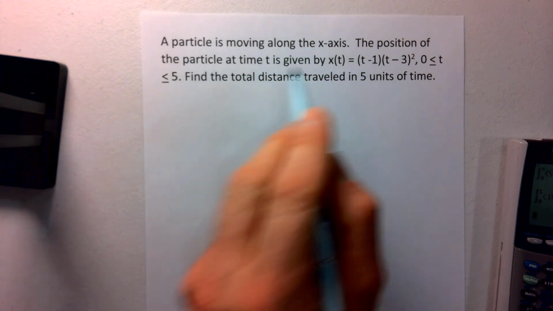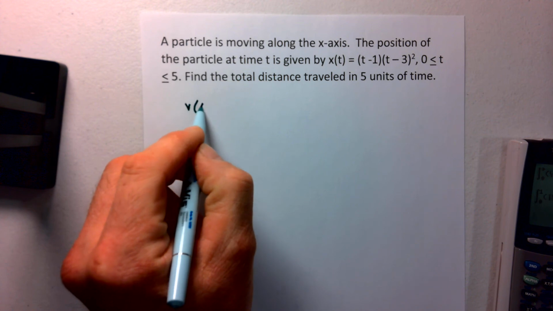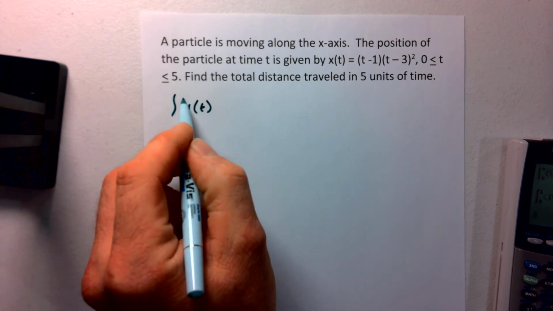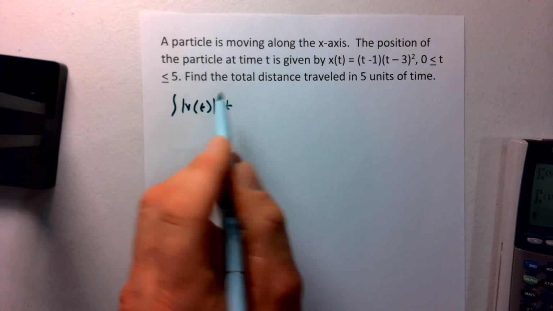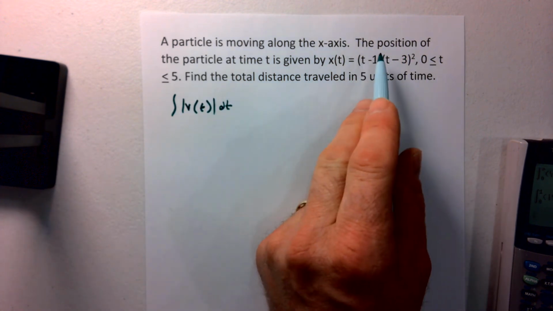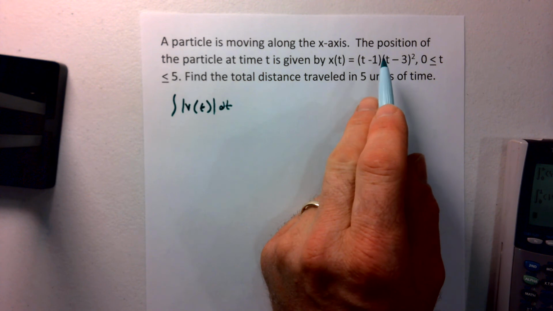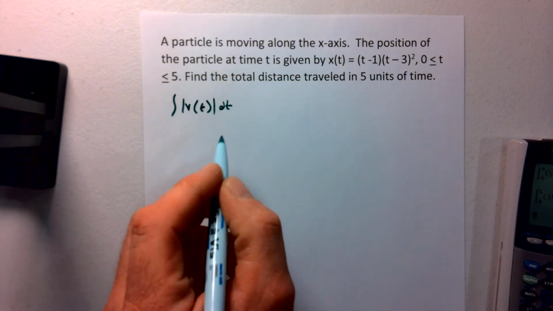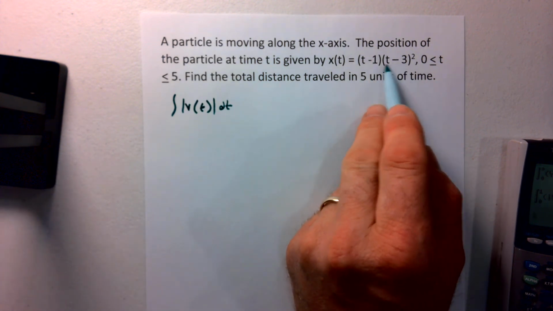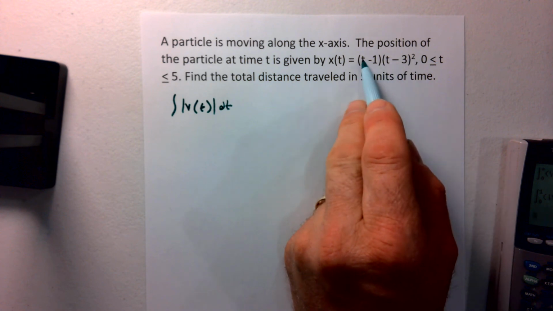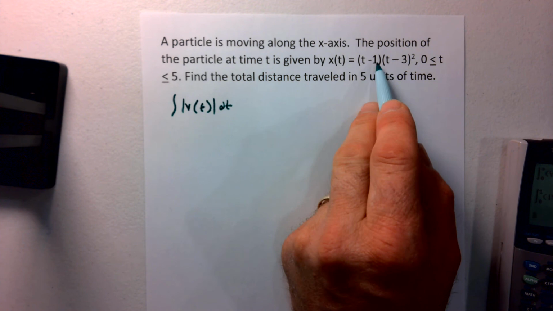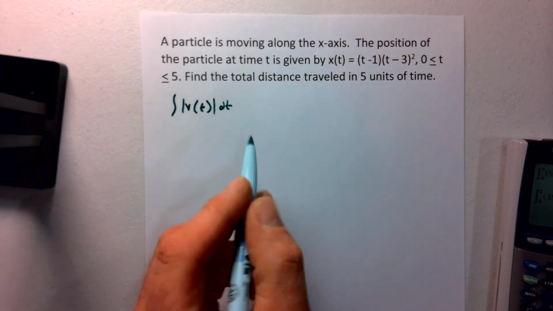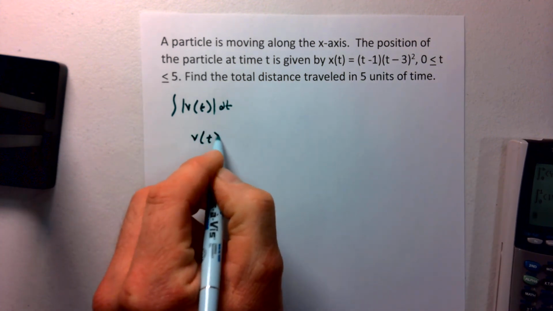So the first thing, again, remember we're going to integrate the velocity, so the absolute value of the velocity. So in order to get that velocity, we're going to find the derivative of this function. This is our position. To get the velocity, we've got to find the derivative of that. So a couple ways you can do that. You can go ahead and multiply this out and then find the derivative, or you can use your product rule. It doesn't matter to me how you want to do it. Let's just get it done.